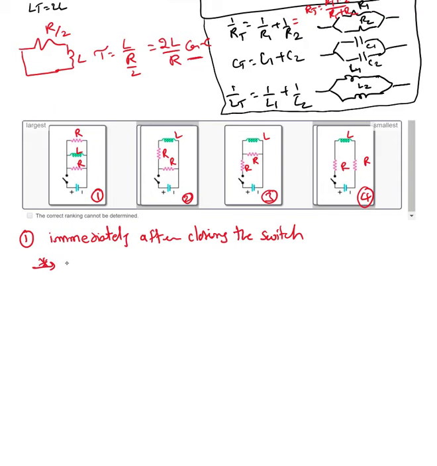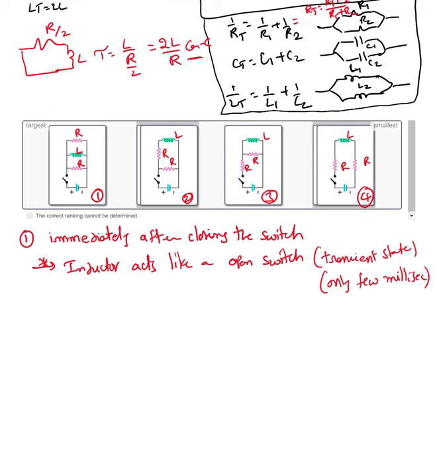So the inductor acts like an open circuit immediately after closing the switch. I'm assuming the switch is closed at t equal to 0. That is called the transient state. The transient state is only for a few milliseconds. Some circuits might have only microseconds. For sure it's less than a second. Immediately is nothing but what's going on when I turn on or turn off the switch. That small period immediately after turning on the switch, what is going on inside the circuit, that state is called the transient state.